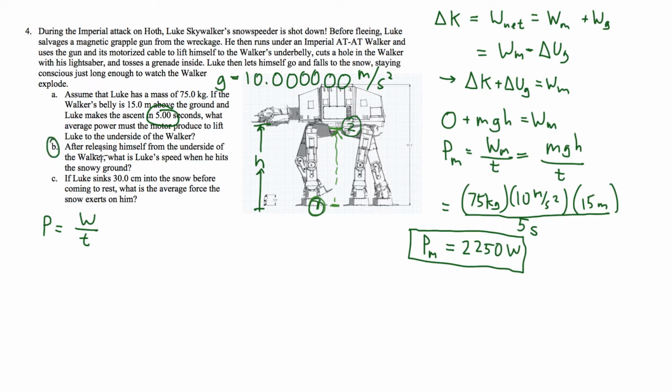For B, after he gets released from the underside of the Walker, what's Luke's speed when he hits the snowy ground? So let me see if I can find the eraser there. Oh, this is a smaller eraser, smaller and hard-edged. I got to remember that next time. All right, so anyway, after Luke releases himself from the underside of the Walker.